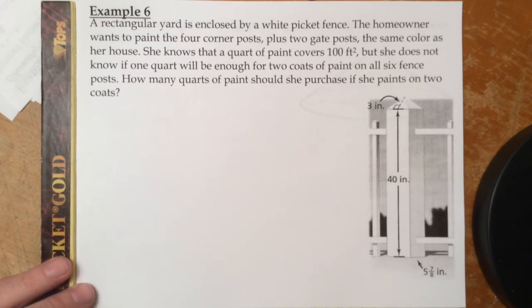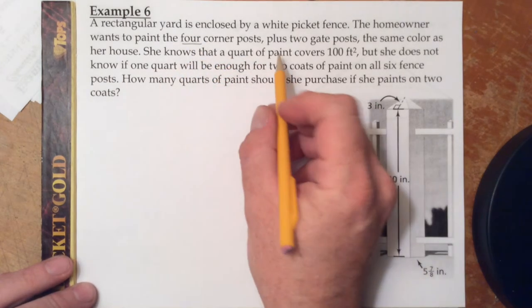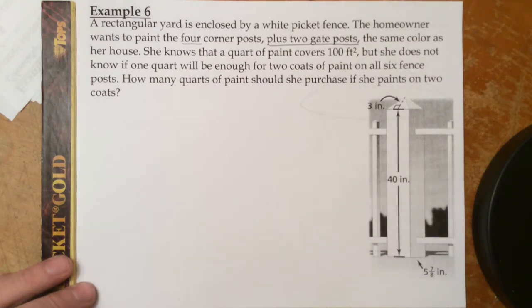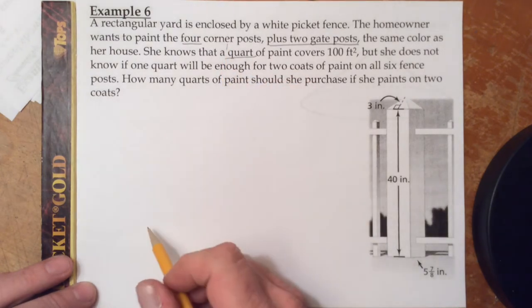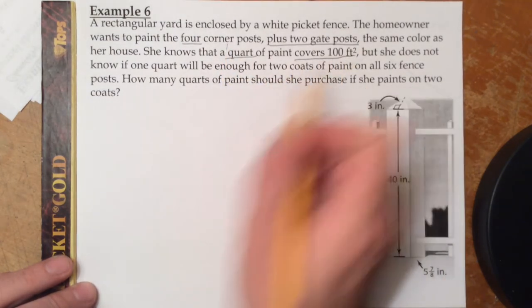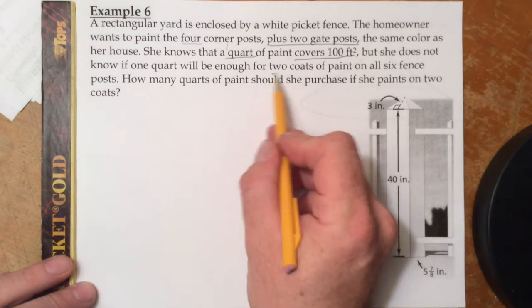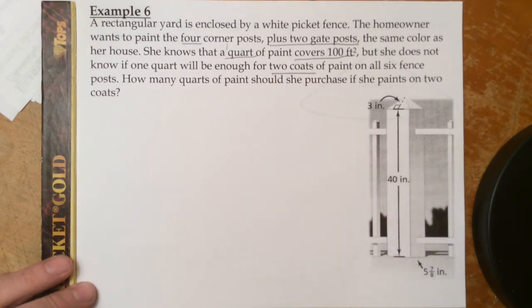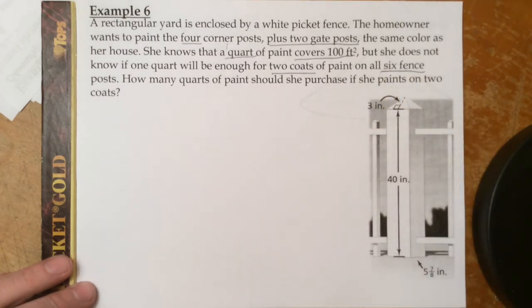Example 6. A rectangular yard is enclosed by a white picket fence. The homeowner wants to paint the 4 corner posts plus 2 gate posts the same color as her house. She knows that 1 quart of paint covers 100 square feet. But she doesn't know if 1 quart will be enough for 2 coats of paint on all 6 fence posts. So we have 6 fence posts. How many quarts of paint should she purchase if she paints on 2 coats?